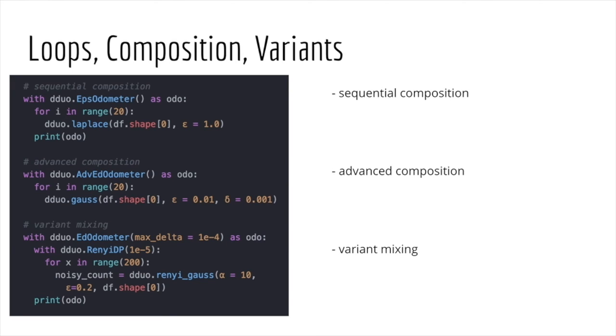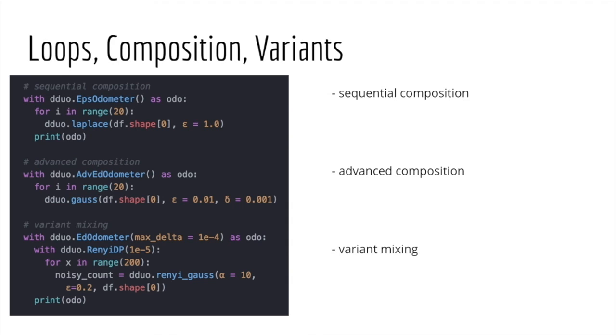For example, the simple loop seen first here runs the Laplace mechanism 20 times, and its total privacy cost is reflected by the odometer. To use advanced composition instead of sequential composition, we simply replace the odometer with a different one, seen second here. The DDUO library includes support for pure epsilon differential privacy, epsilon-delta differential privacy, and Renyi differential privacy. Programs may use all three variants together, convert between them, and compose mechanisms from each.